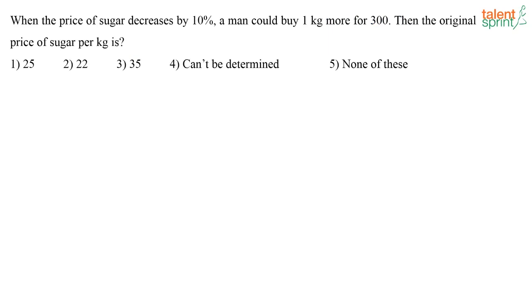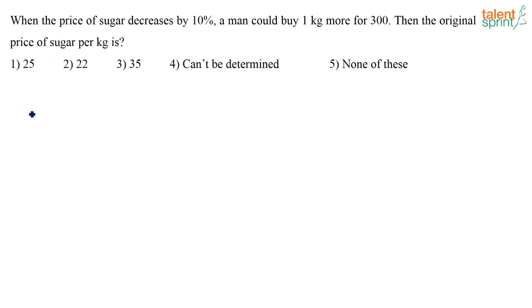Again, there was one more question from one of your friends. Try this question and give me the answer. Very easy question this is. You just have to form the equation correctly. There is no scope for confusion. Okay, what is given here? When the price of sugar decreases by 10%, a man could buy 1 kg more for rupees 300. Then the original price of the sugar per kg is dash.